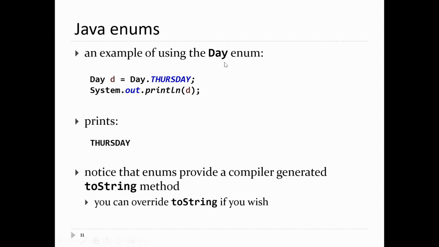So here's a little example of using that enumeration. I can make a Day object. I can assign it one of the constants, so Day.THURSDAY in this case, and I can even print it out. When you print it out, you just get the string that corresponds to the constant name. So with enumerated types, you get a compiler-generated toString method for free. You don't have to do anything. If you want to change the string that gets printed, you can change it. You just override toString. So you go into your enumerated type, you override toString, and you generate the appropriate string for each constant.